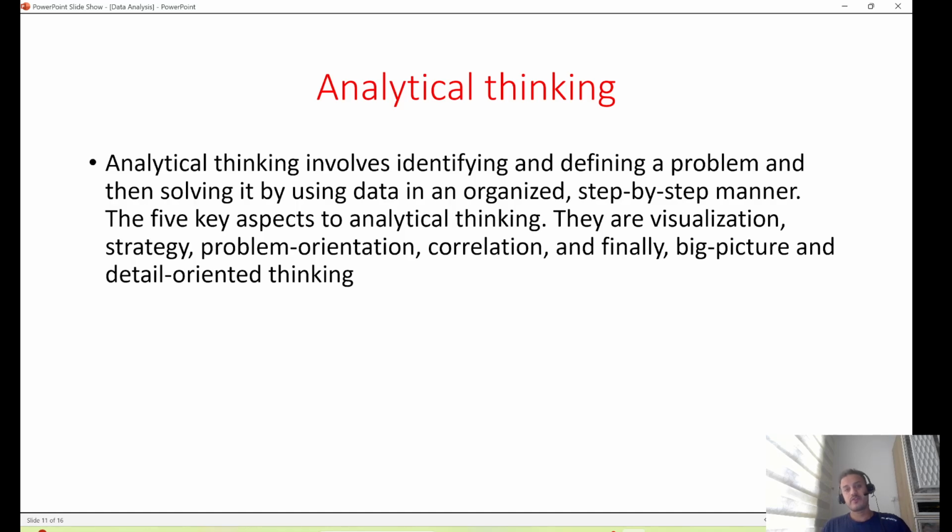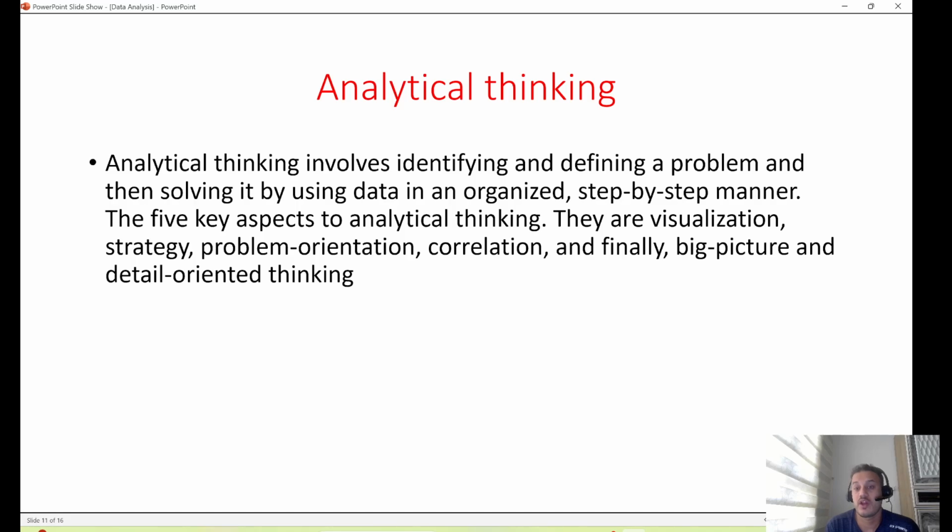Also, one of the most important things is analytical thinking. Analytical thinking involves identifying and defining a problem, and then solving it by using data in an organized, step-by-step manner. It is part of the asking questions phase, when you have to identify the problem and try to solve it. There are five key aspects of analytical thinking.